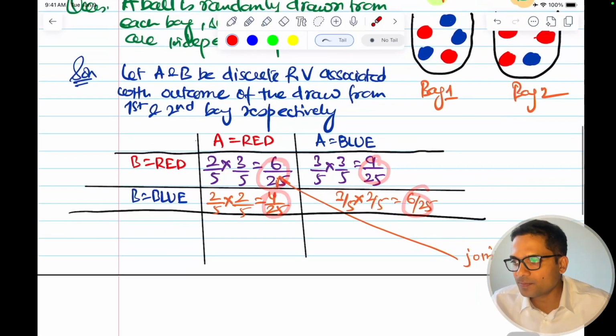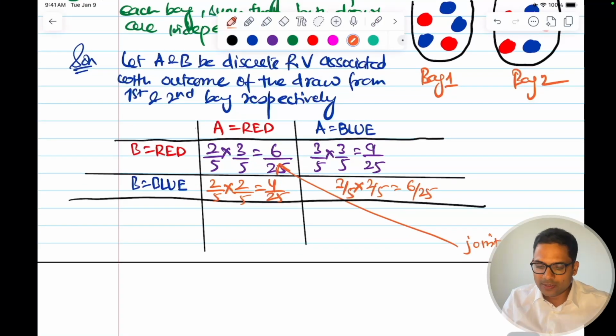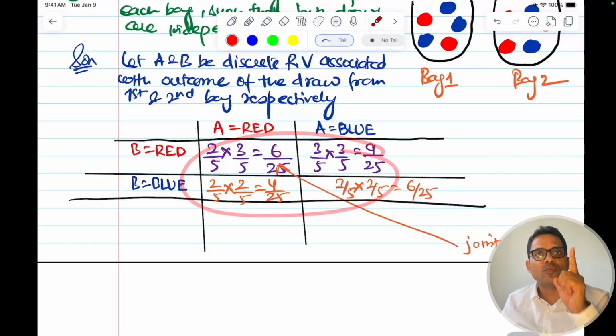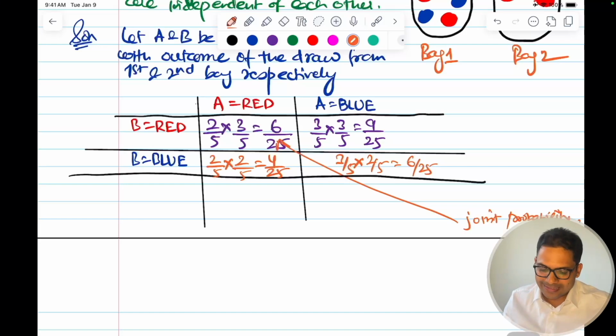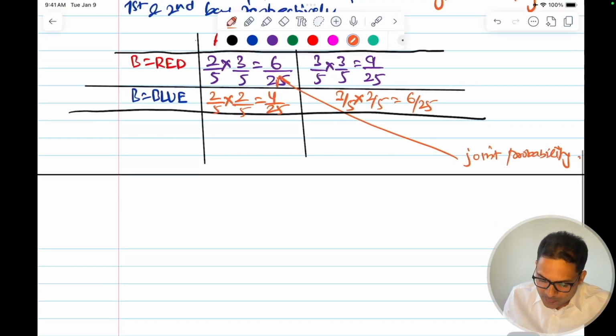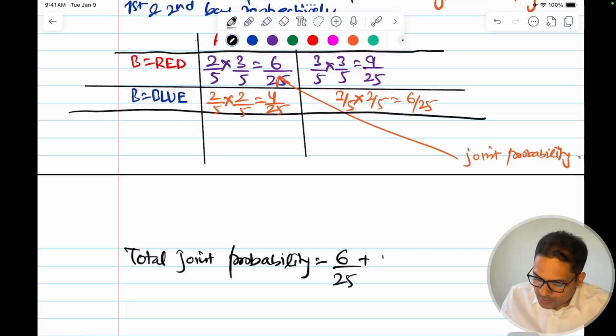And there's an important thing. If you sum up all these joint distributions, they should sum up to 1. That's the required property. It should sum up to 1. And let's see if it sums up to 1 or not. So the combined total joint probability is equal to 6 by 25 plus 9 by 25 plus 4 by 25 plus 6 by 25.